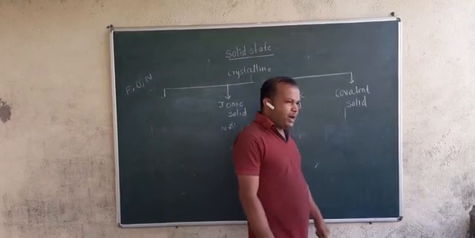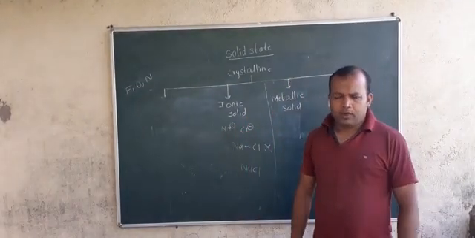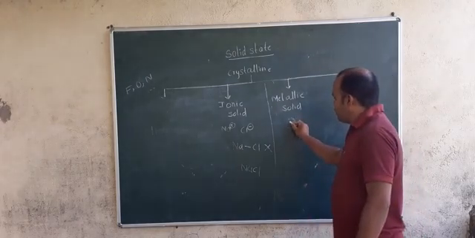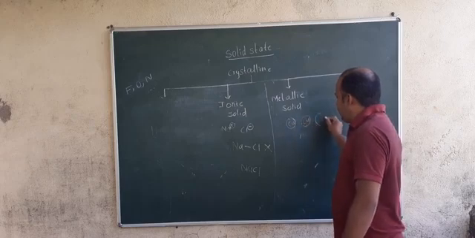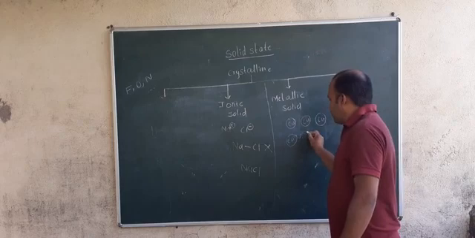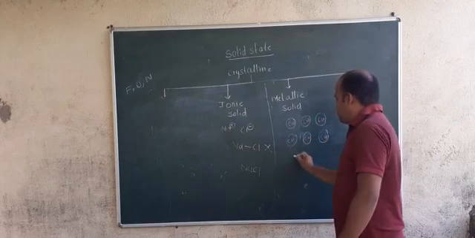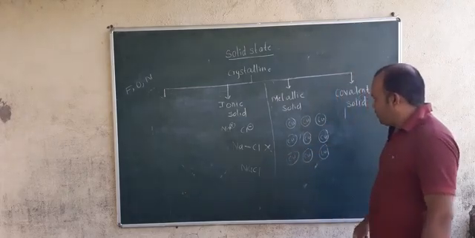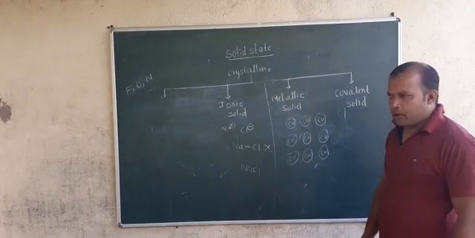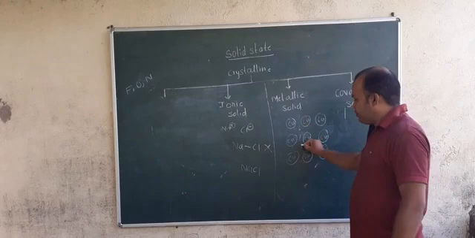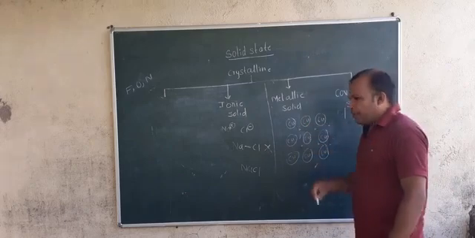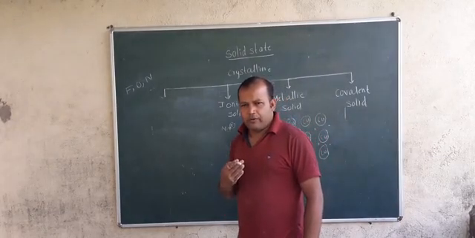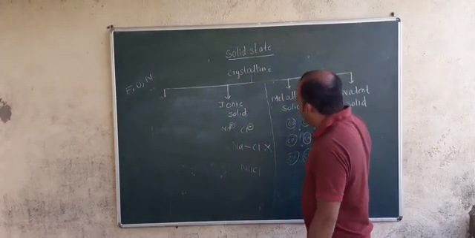What is a metallic solid? Metallic solid means you take any metal. Suppose copper metal. Copper conducts electricity. All atoms are made up of copper and there are free electrons in it. Because of these free electrons it conducts electricity, and metals are good conductors of heat and electricity. So this is a metallic solid.